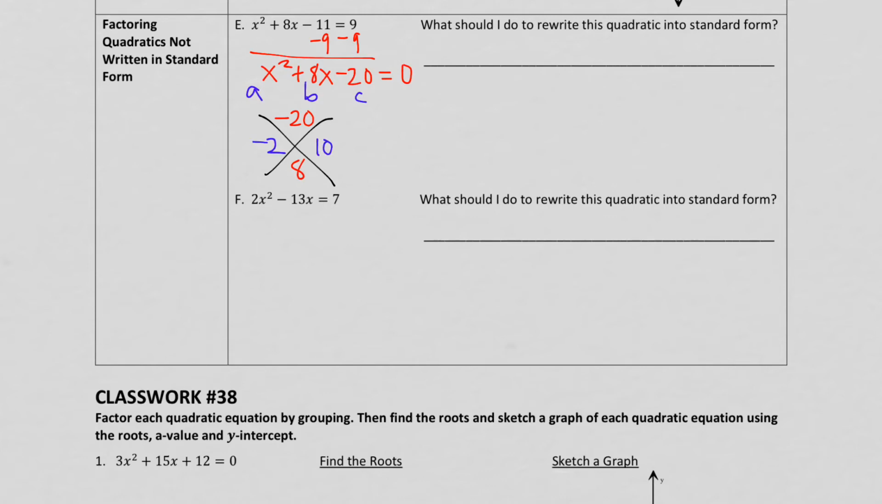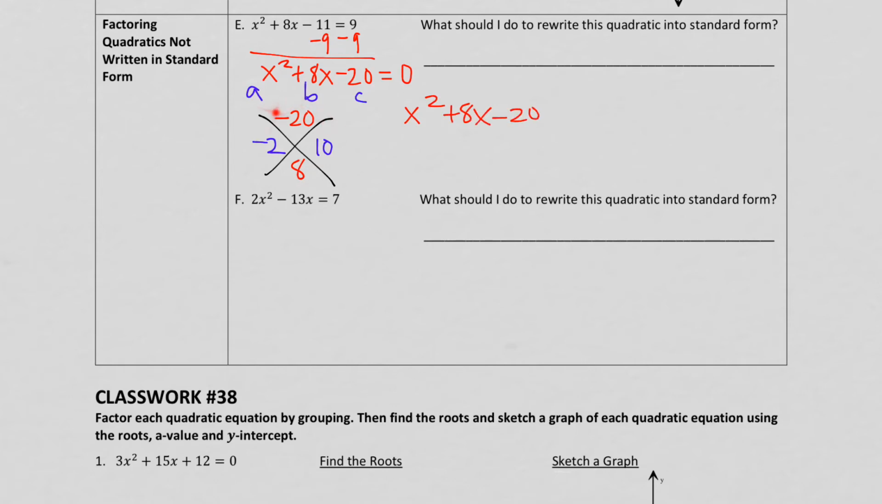Again, a reminder of how this works. Negative 2 times a positive 10 is a negative 20, so that works. At the same time, 10 minus 2 is positive 8, so this puzzle works. Now I can take the original problem, so I'll write it here on the side again: x squared plus 8x minus 20.